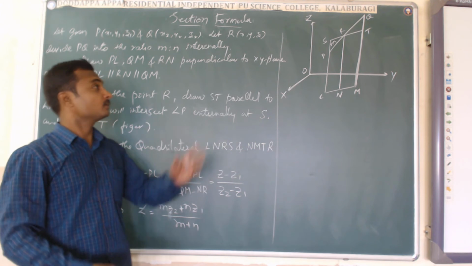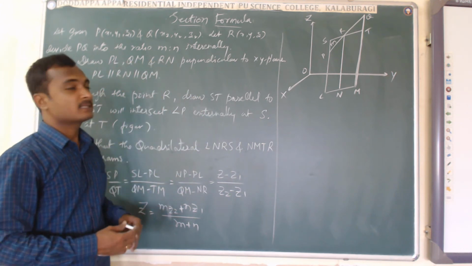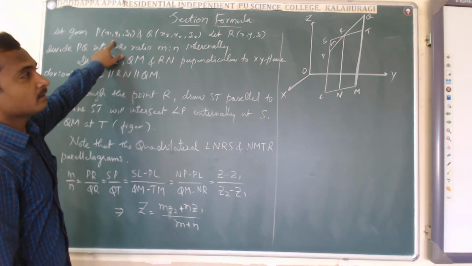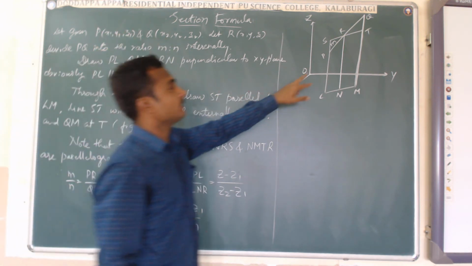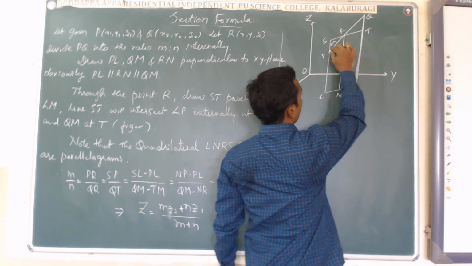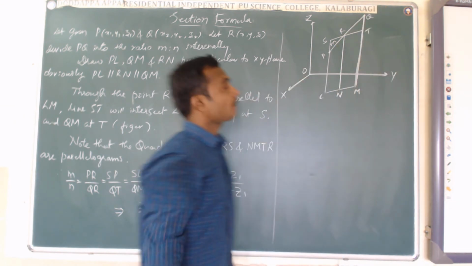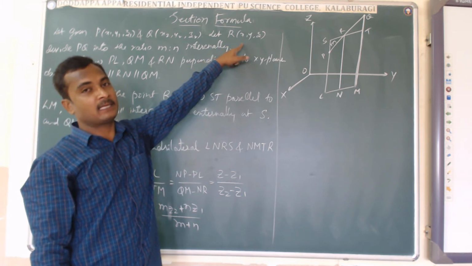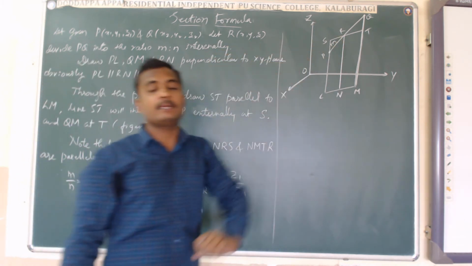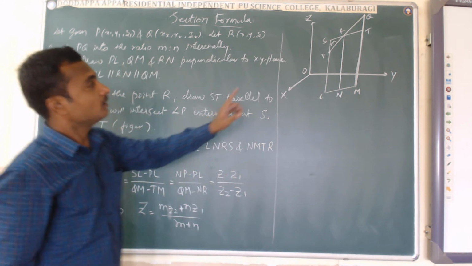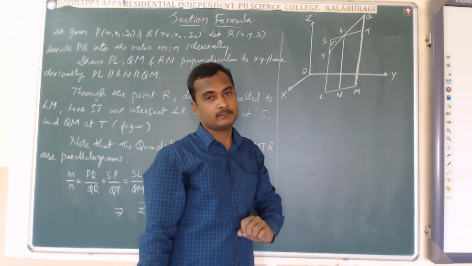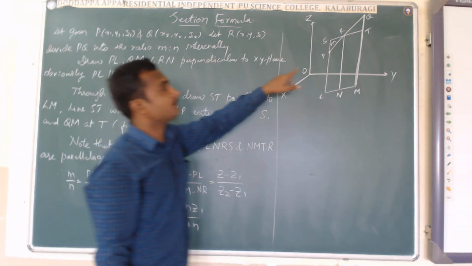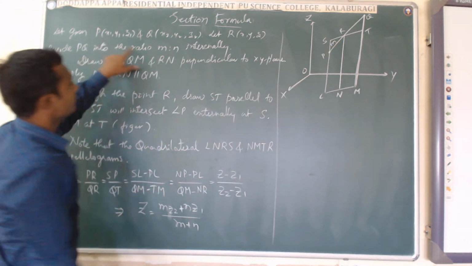Okay. So we will study the section formula here. Let P be x1, y1, z1 and Q be x2, y2, z2. Let these be the points. There is another point R, x comma y comma z, which we choose on the line PQ. We will divide this line PQ in the ratio m is to n.